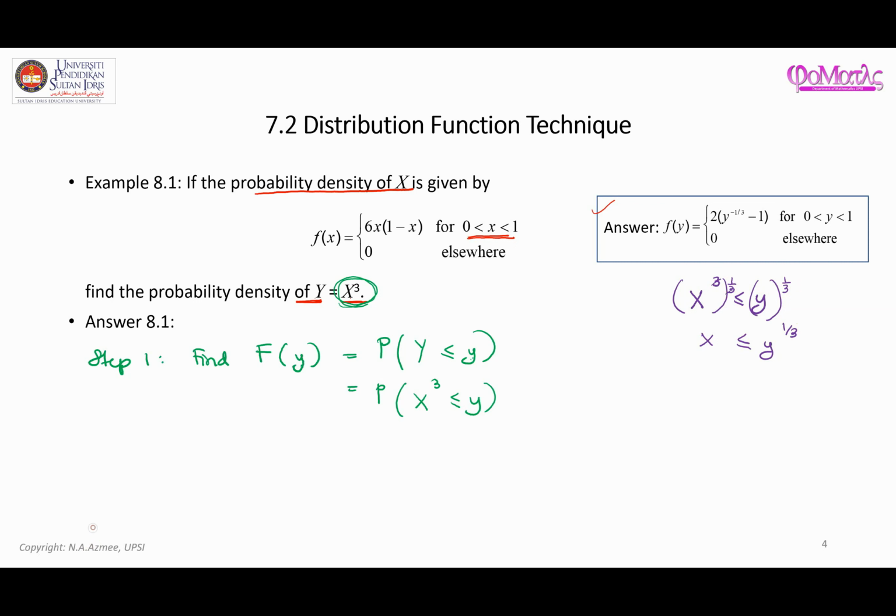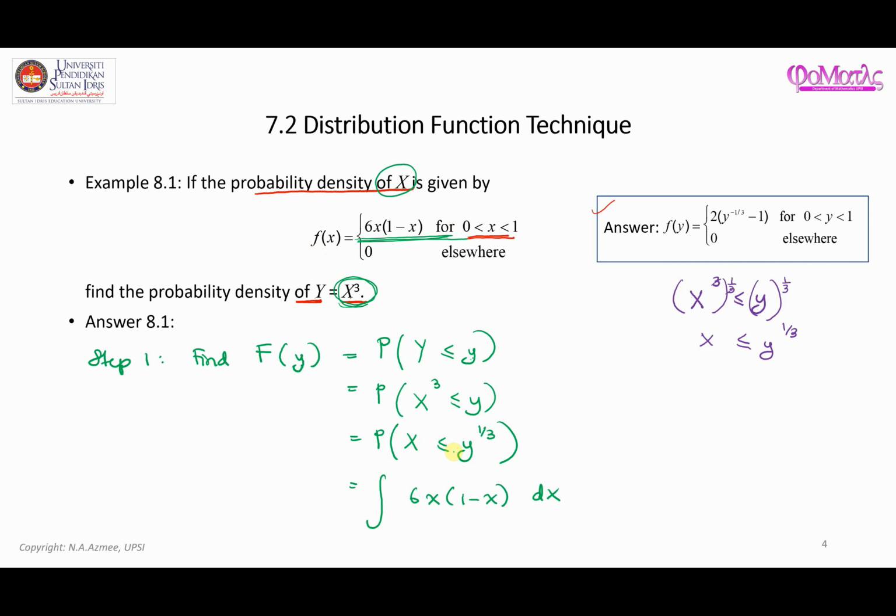Let's write down the result. So it becomes x less than y to the 1 over 3. X is a random variable, and we know the PDF is given by this. So if you want to find the probability, it's just the process of integrating the PDF. This is something that you have seen before, and we're going to substitute the limits accordingly.